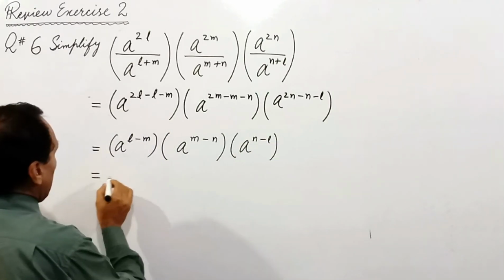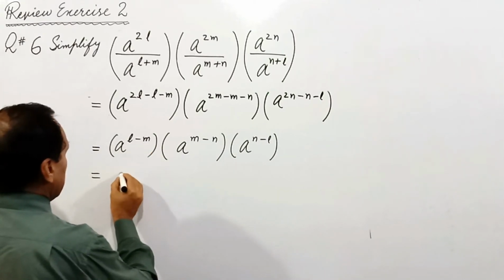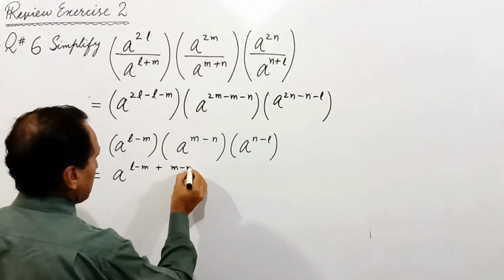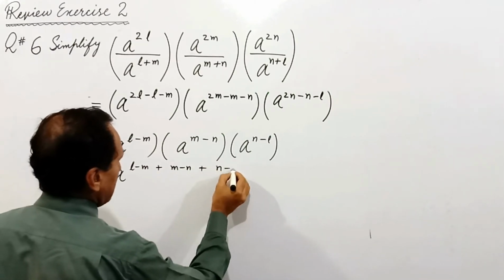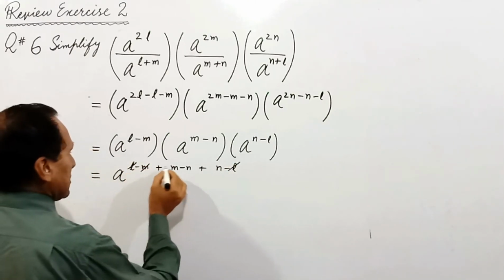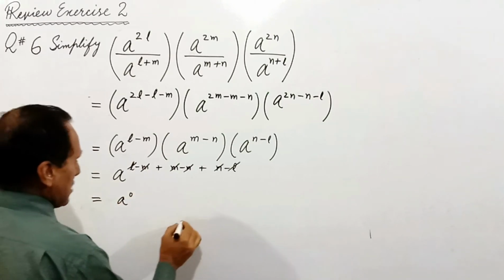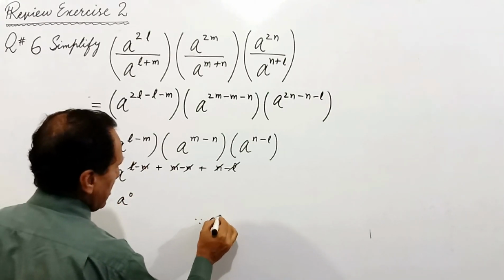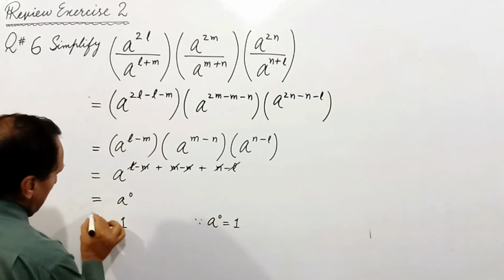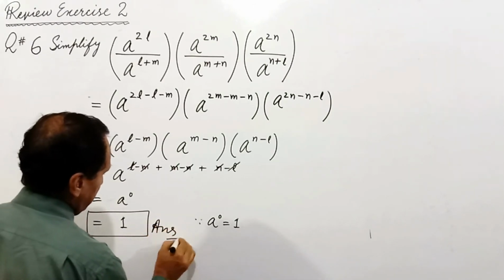In the next step, we apply the law of sum of power. As bases are same in a product form, the powers are added. So a raised to power l minus m plus m minus n plus n minus l. Like terms having different signs are cancelled. L is cancelled with l, m with m, n with n. We get a raised to power 0, and as we know, a raised to power 0 is equal to 1. So therefore we have 1, and that is the simplified form of question number 6.